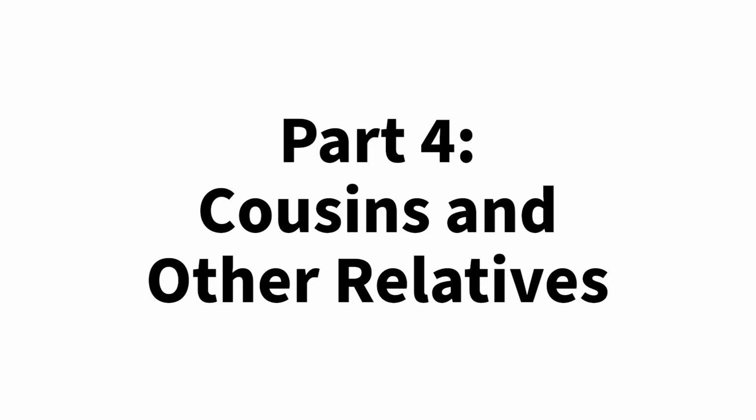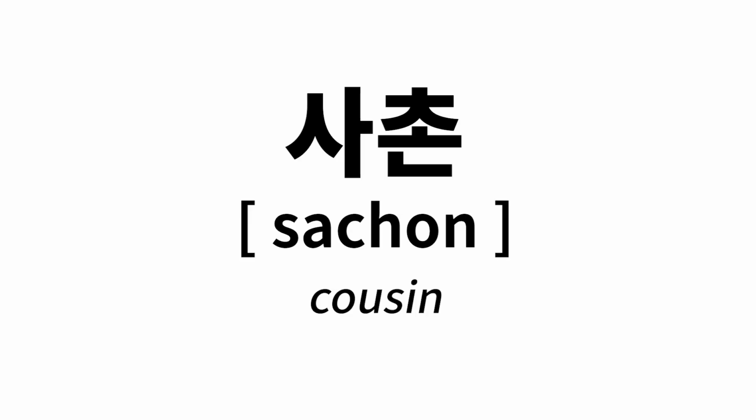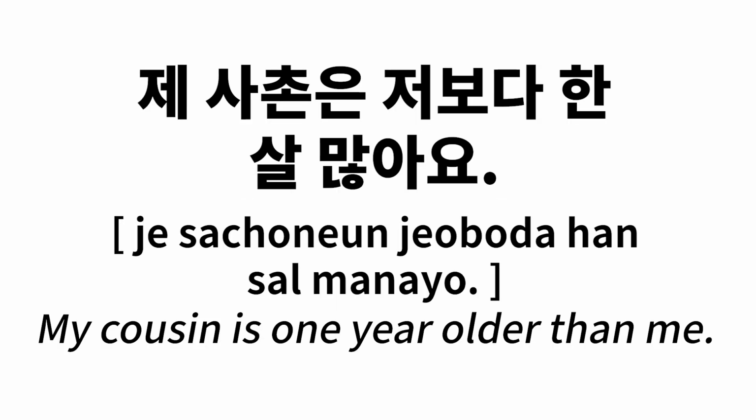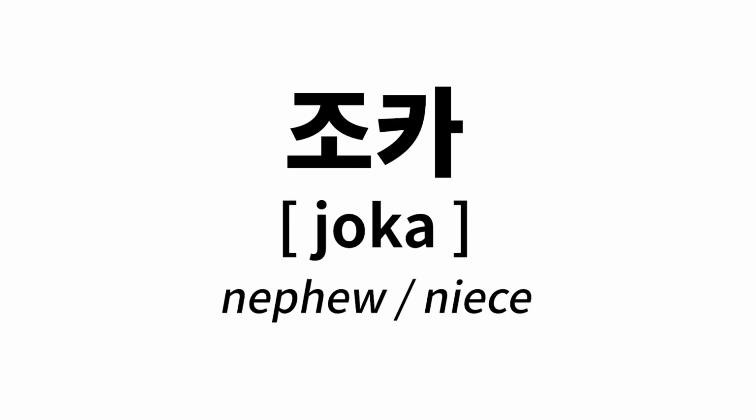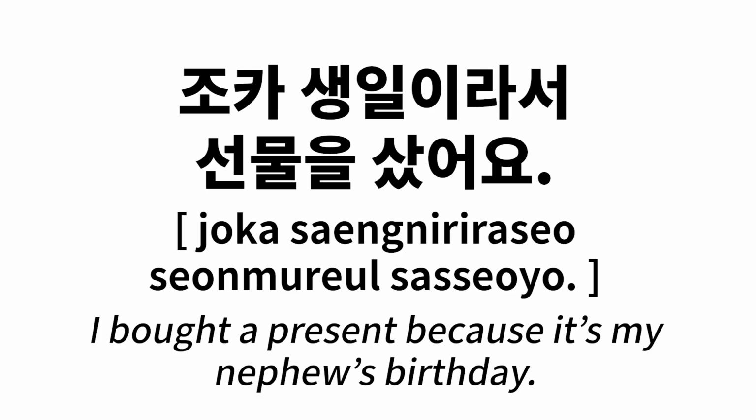Part 4. Cousins and other relatives. Now, let's look at a few more useful family terms in Korean. 사촌 means cousin. Example, 제 사촌은 저보다 1살 많아요. My cousin is 1 year older than me. To talk about nephews or nieces, we use 조카 for both genders. Example, 조카 생일이라서 선물을 샀어요. I bought a present because it's my nephew's birthday.